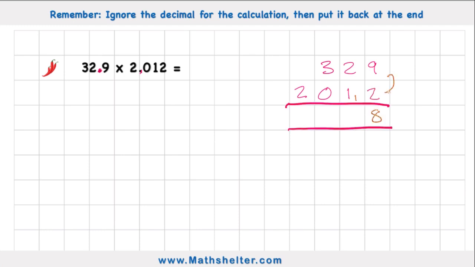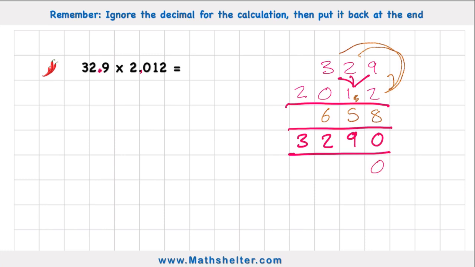2 times 9 is 18. 2 times 2 is 4, plus the 1 is 5. And 2 times 3 is 6. In my next answer row, I have 1 times 9, but it's not a 1, it's a 10, so I need to put a placeholder in. 1 times 9 is 9. 1 times 2 is 2. And 1 times 3 is 3. And then I have a 0, and what we should know, if I multiply anything by 0, I'm just going to end up with 0, so I'm just going to put a row of zeros here.